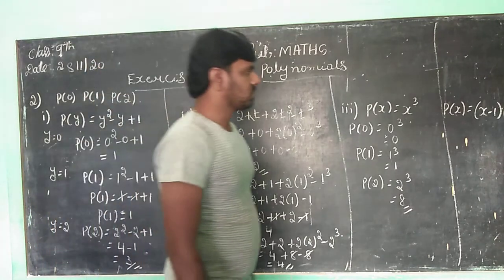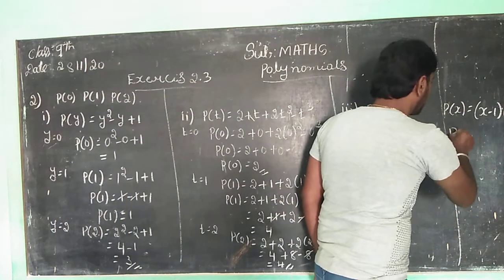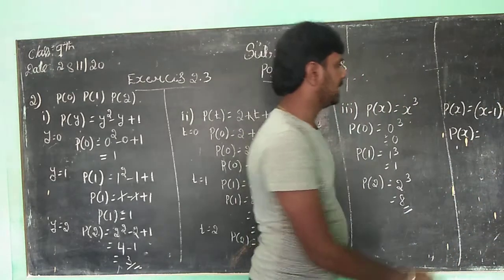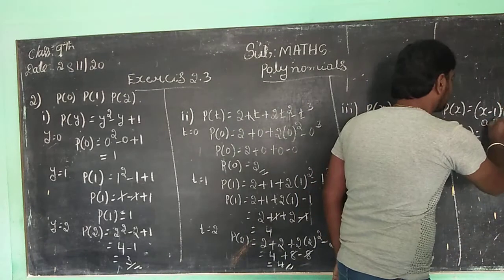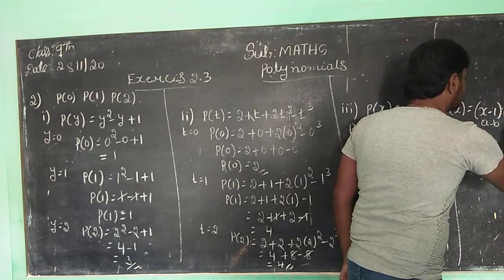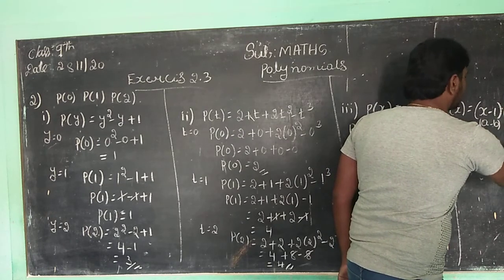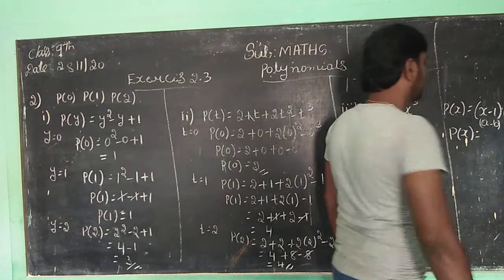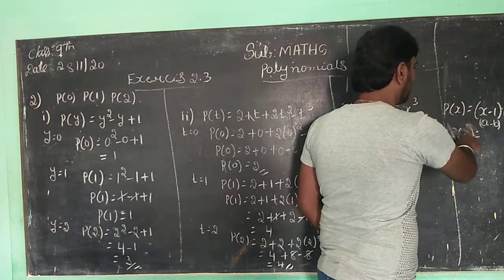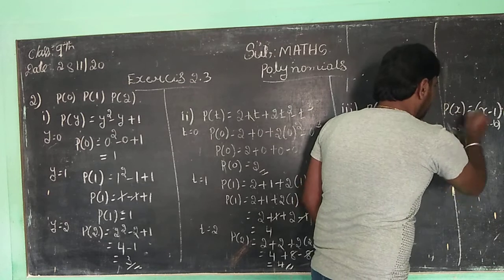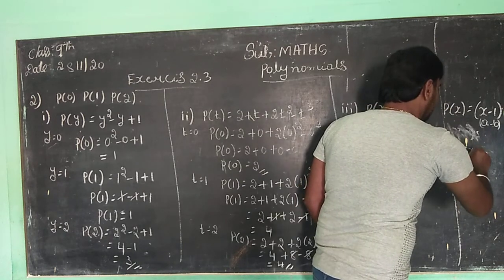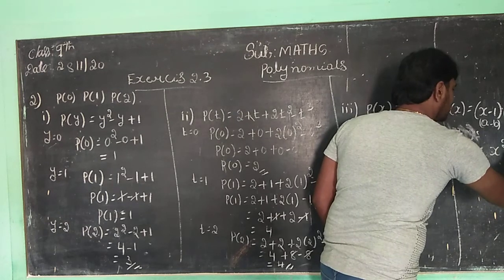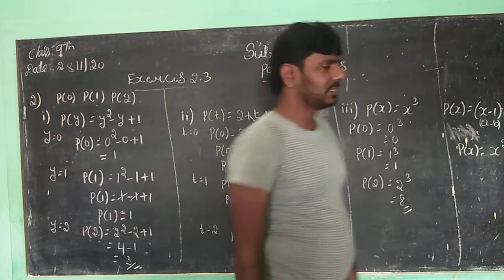Children, now the last question. P of x is equal to x minus 1 into x plus 1. This is the identity a minus b into a plus b is equal to a square minus b square. Now substitute: P of x is equal to x square minus 1 square, which means 1.